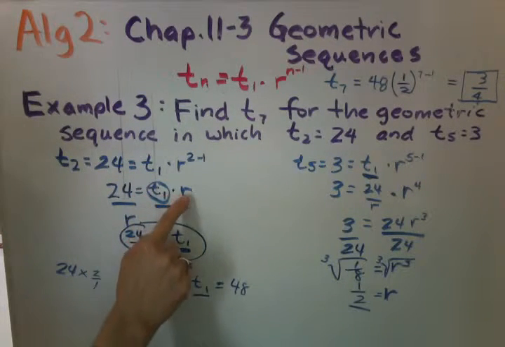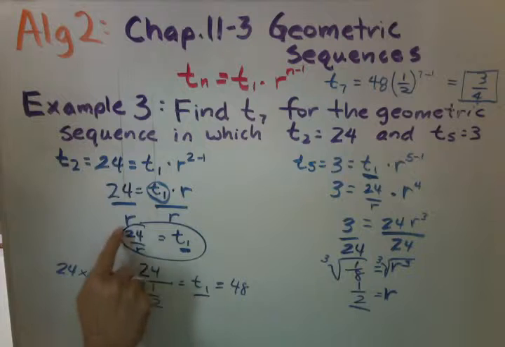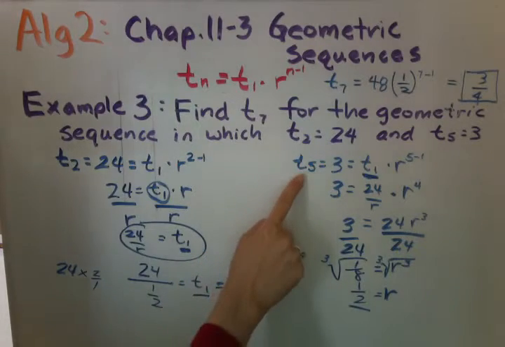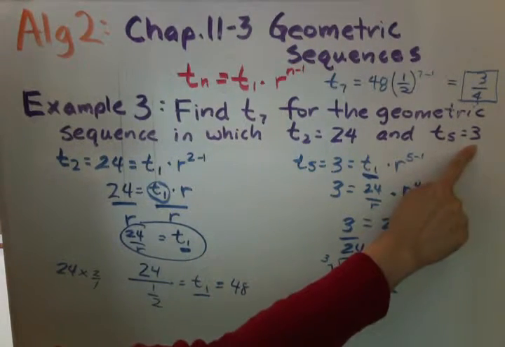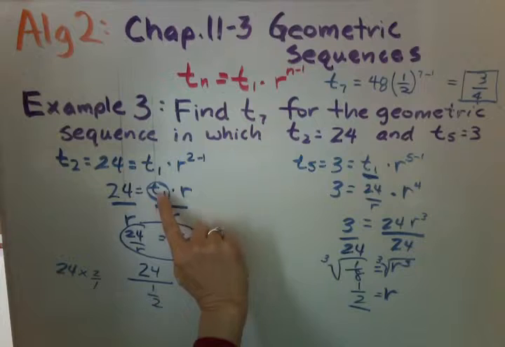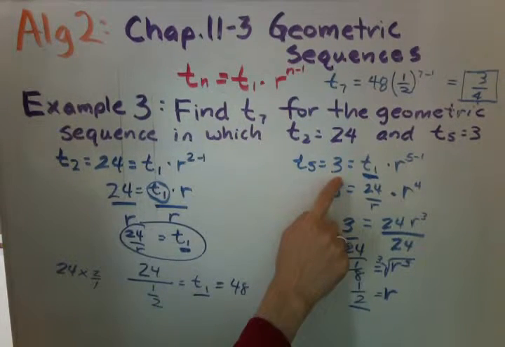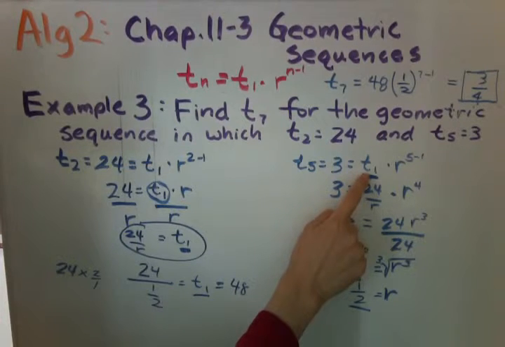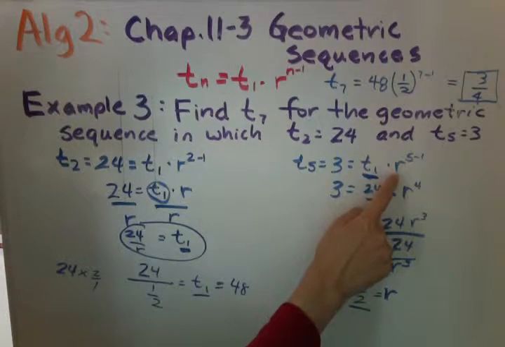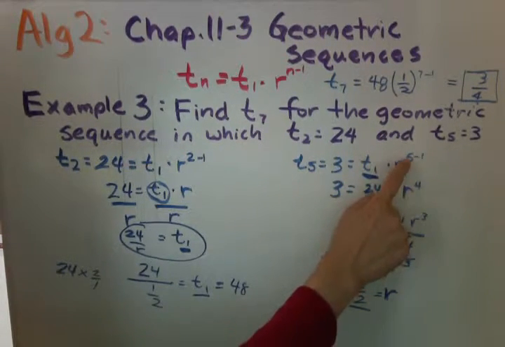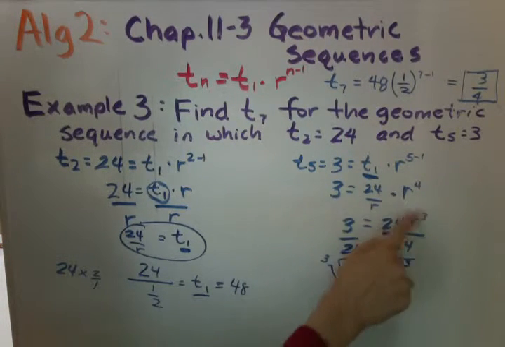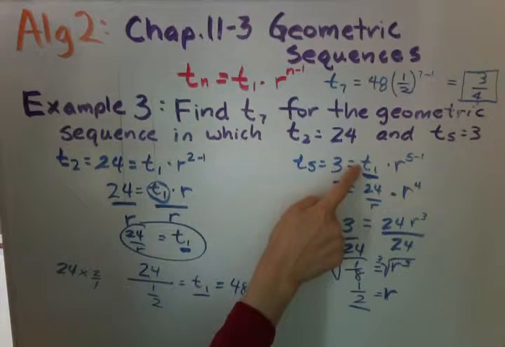We isolate t1, divide both sides by r, and we're going to use 24 over r to replace t1 in our next equation. Our next equation, we're given this. So we're going to plug it in just like we did here. The value of the fifth term is 3. The first term, we don't know what it is. Common ratio, we don't know what it is, but we know we're looking for the fifth term, so 5 minus 1. We simplify it here, and we're substituting here.